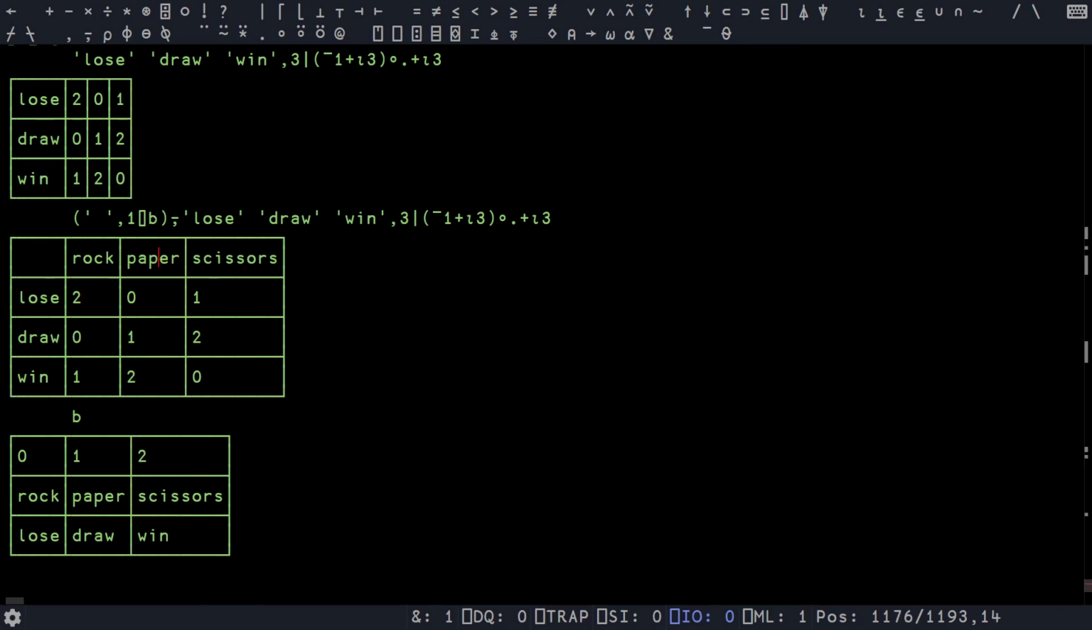If they throw paper and we want to lose, then we would throw a rock, right? If they throw scissors and we want to lose, then we would throw paper. And for draws, we just throw the same elements, but for wins, we throw these elements, right? So what's going on here?